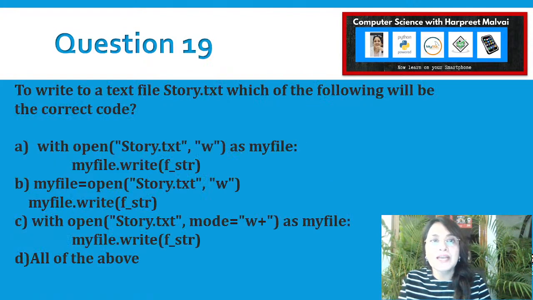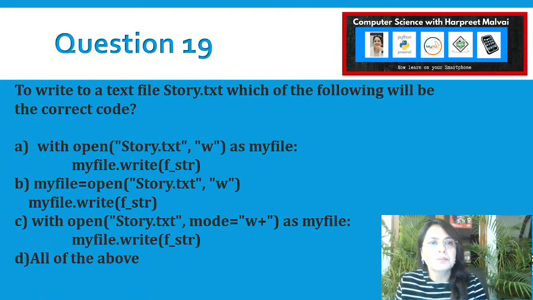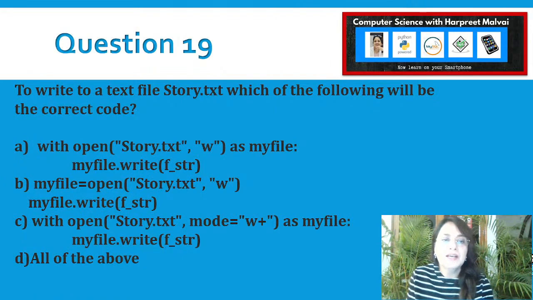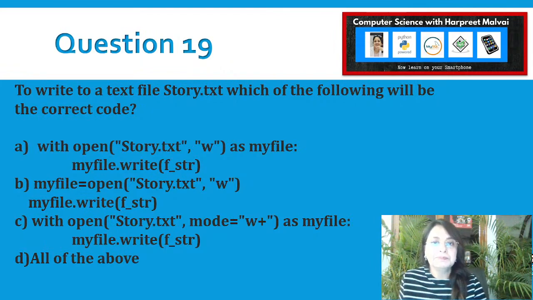So let's look at 19th question. Very simple, quick answer to this one I'm expecting from everybody. With statement, we have with open the name of the file as my file, and you can write to the file. Then you have the other open statement. You have a third open statement. So check out all the 3 open statements and tell me which one do you think out of these is the correct code.